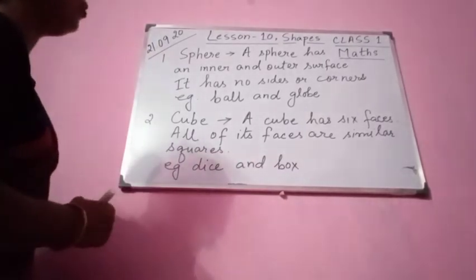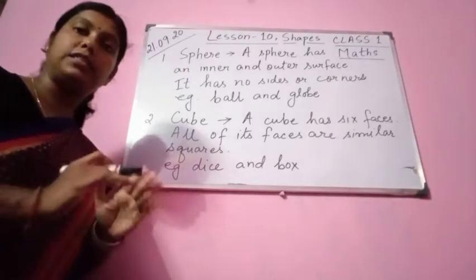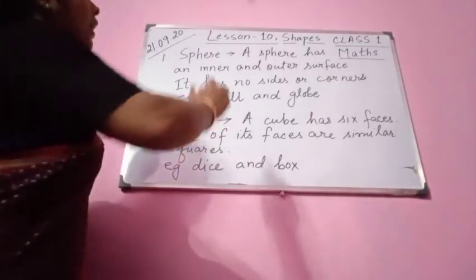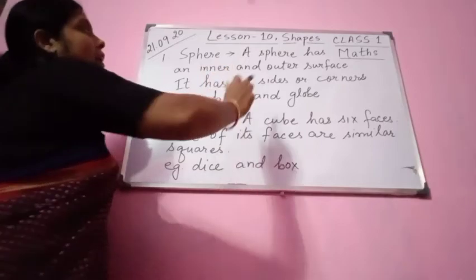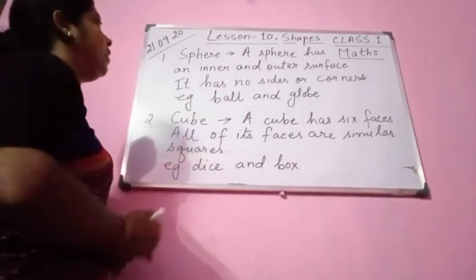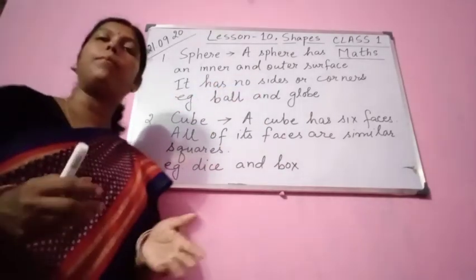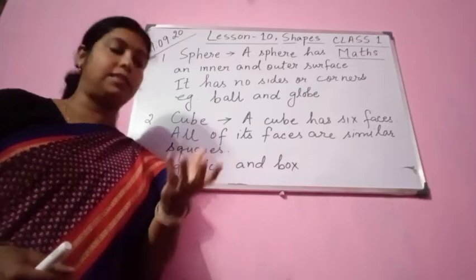So you see here, today we discussed only 2. So what are these 2? Let us discuss once again. Sphere. Sphere means round. Okay, a sphere has an inner and outer surface. One inner surface is there and an outer surface is there. It has no sides or corners. Example, ball and globe. If you have a ball at home, you just see, take it in your hand.